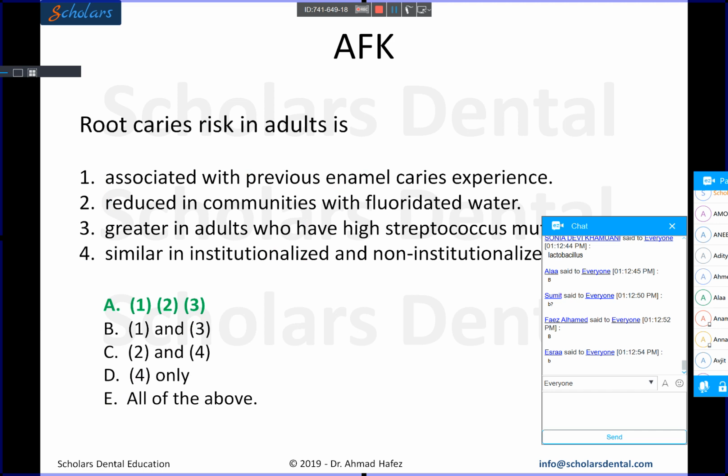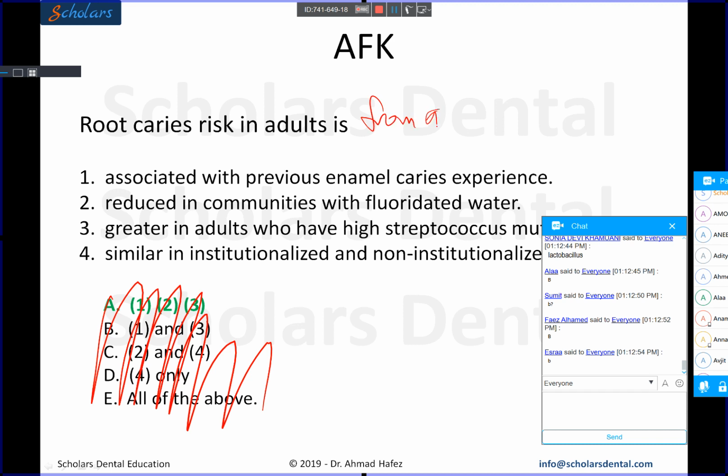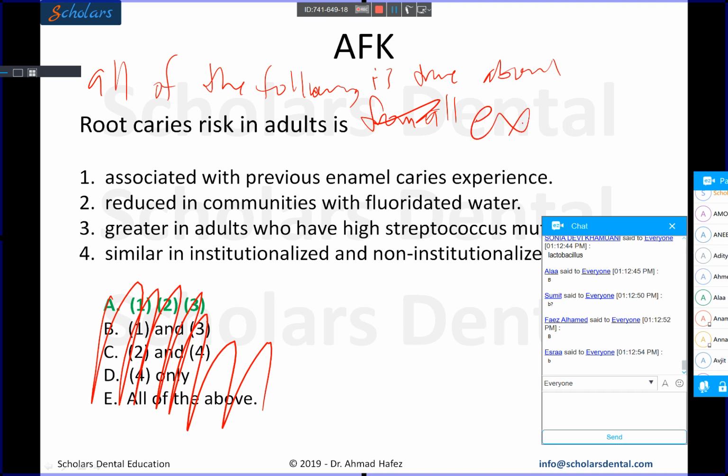So I'm going to show you why I could do this question. I'm going to remove this, and I'm just going to say, root caries risk in adults is from all, or I could say, all of the following is true, or are true, about root caries risk in adults except, you see? And then you would say 4. Do you see my point?